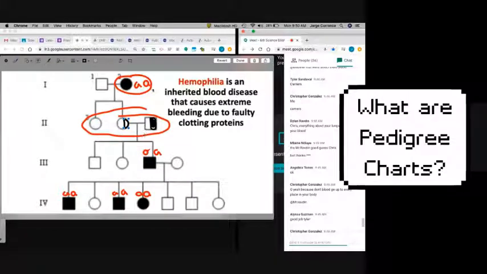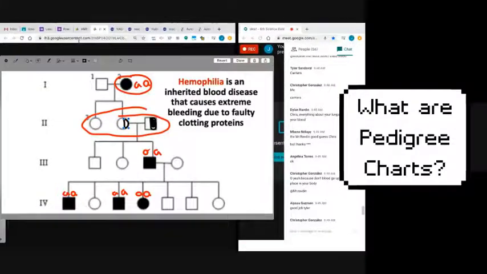So let me just say that once again. If it asks if the characteristic is dominant or recessive, you're going to look if it skips a generation. If it skips a generation, that means it's most likely a recessive characteristic. Let me show you how a dominant characteristic looks. Give me 1 second. Oh, I'm going to close this actually.